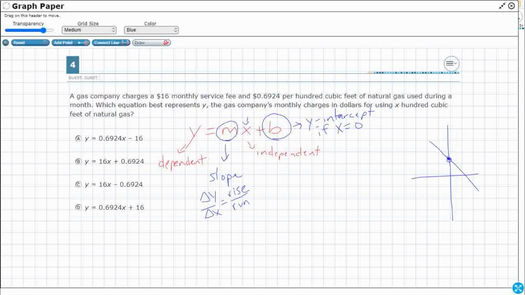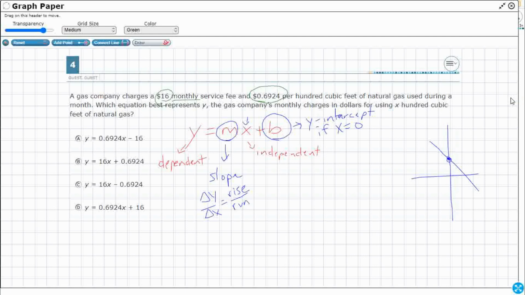So we've got 16 bucks, and we've got this decimal here, and we have to figure out which one is the slope, which one is the y-intercept, and are we adding or subtracting? The reason this is tricky is because it says that $16 is a monthly service fee. So when we see that, we think, oh, it's a monthly service fee. That sounds like a unit rate, which sounds like m, slope.